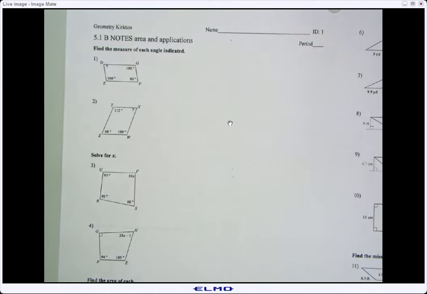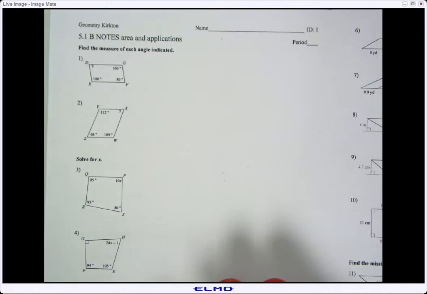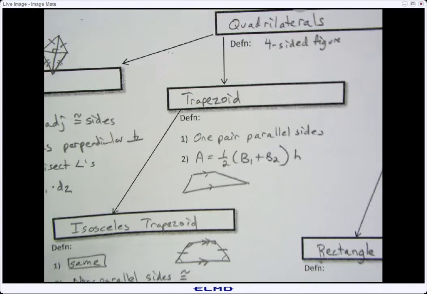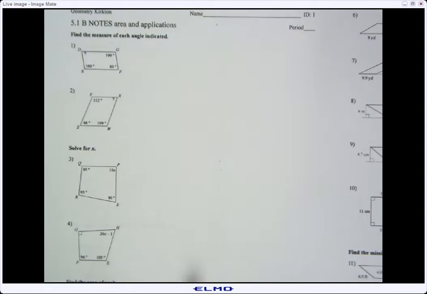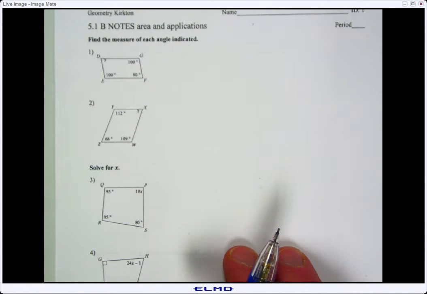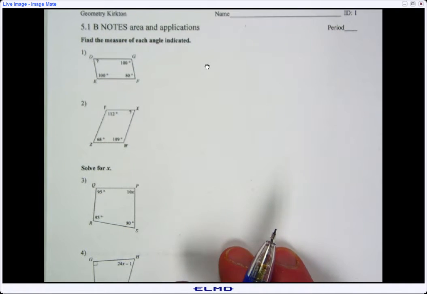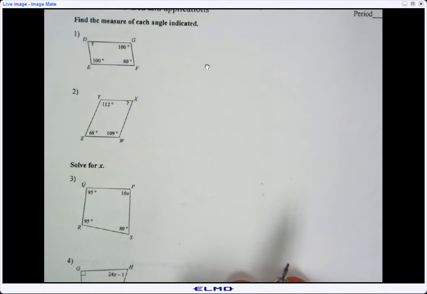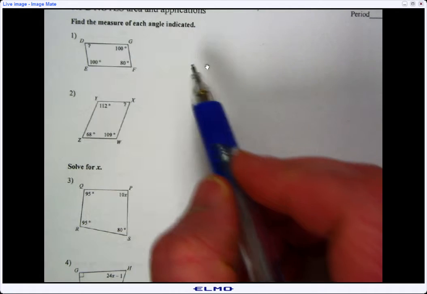So this is the rest of the notes for the intro to quadrilaterals. This is more applications. We did all the properties on the other video with our table here. And so these are just some of the applications, and they follow some of the same rules that we have seen with our other problems, in that we're looking for things that are equal or looking for things that add up to 360 or 180.